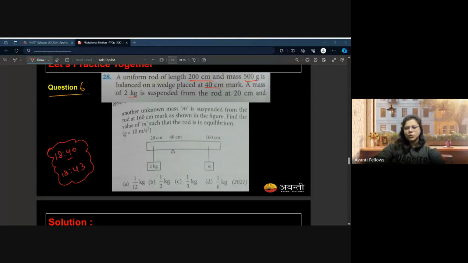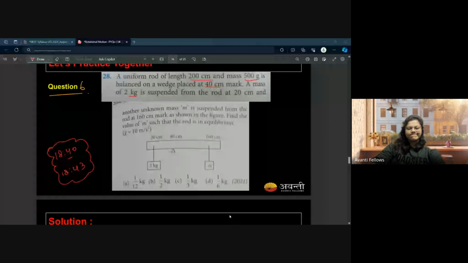Okay, so let's start with the solution. I'm adding the rule over here. I've got only 4 votes. Statistics is not good, huh?